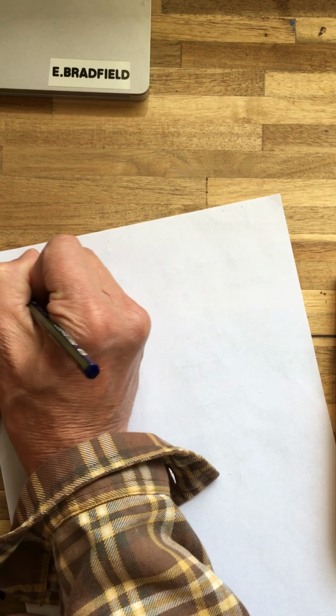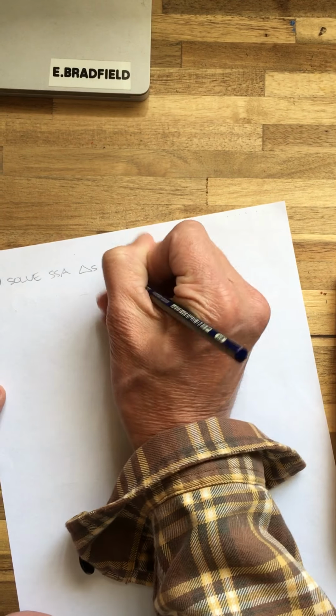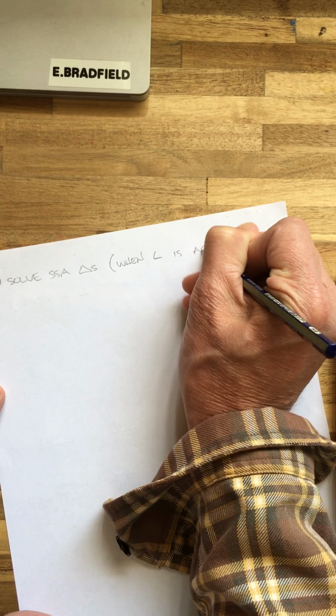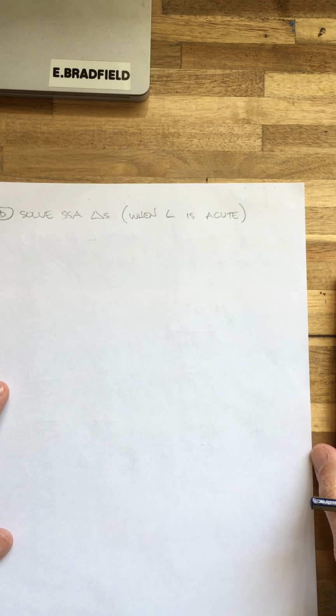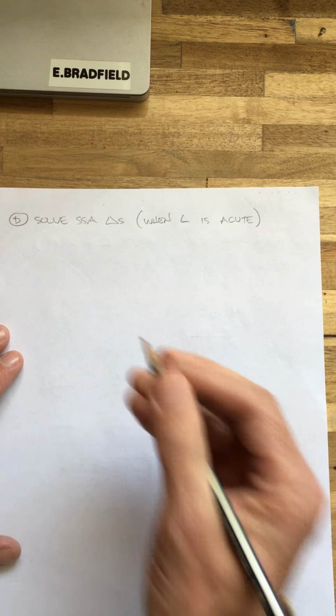So part D, solve SSA triangles, okay? But this time when the angle is acute. And here's where it gets a little stickier, okay? All right, here we go. Clear off my calculator. So here's my first example.